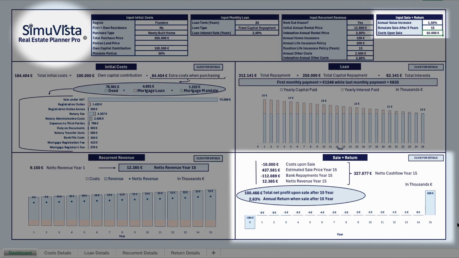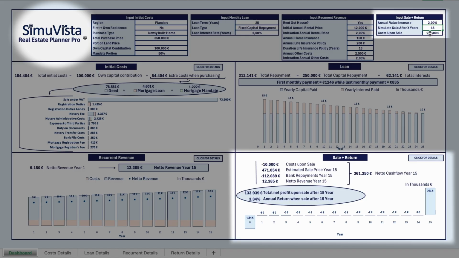Finally, the last block is sale and return, and it gives you the long-term picture. Here you can enter the expected annual property value increase, for instance 2% every year, and you can also indicate a simulated sale after X years, for instance after 15 years. And it is not necessarily that you want to sell after 15 years, but it can also be seen as the horizon over which you want to see your return.